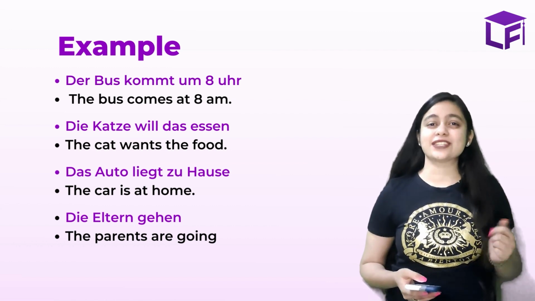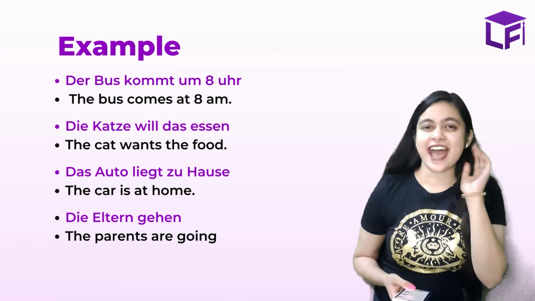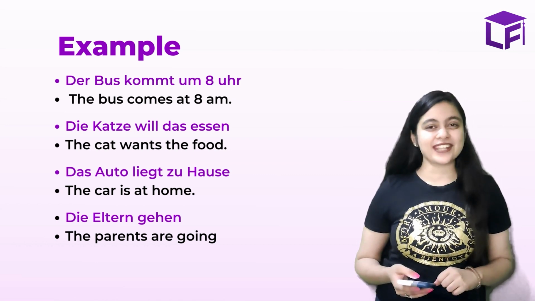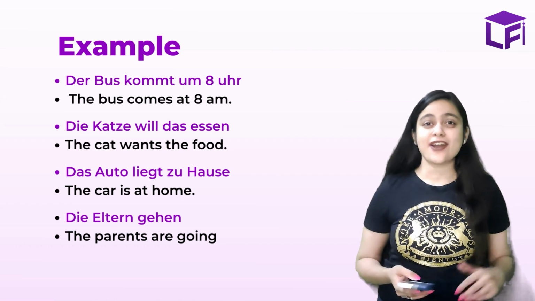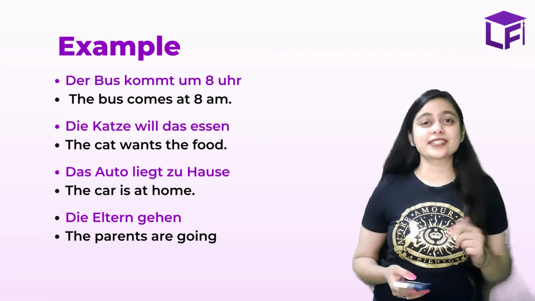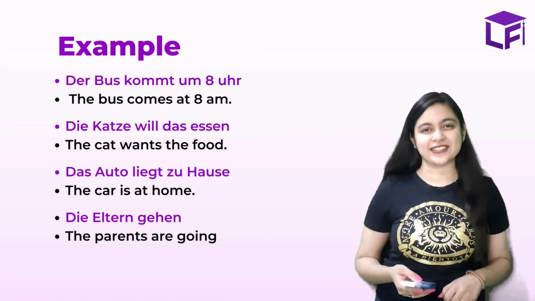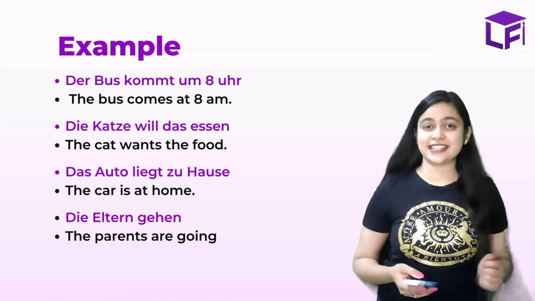Very simple. You just have to ask the question. Absolutely right. The question that you need to ask the sentence is: who or what is doing the verb? So, who is coming at 8 a.m.? The bus. So, the bus is our nominative. Let's move to the next sentence.